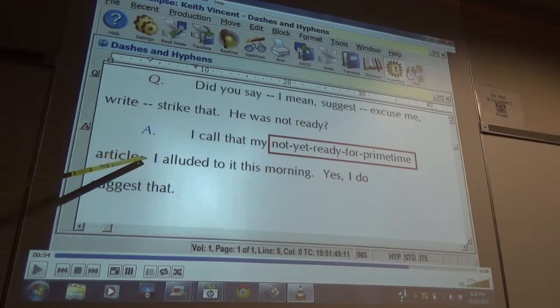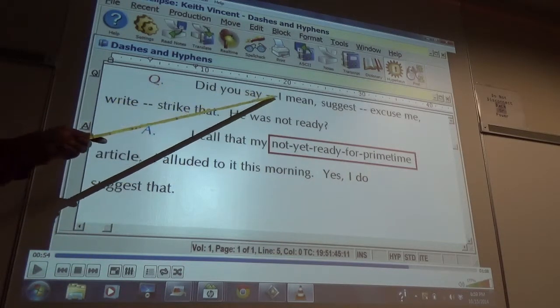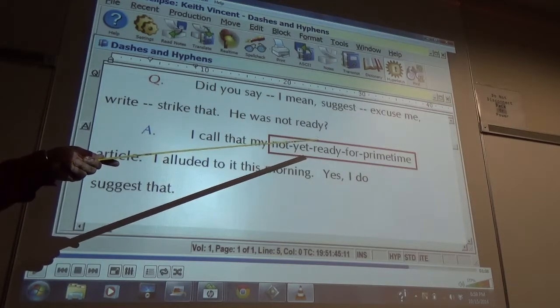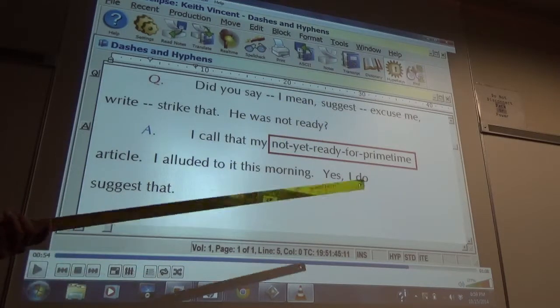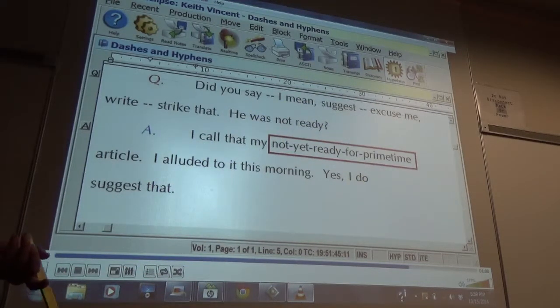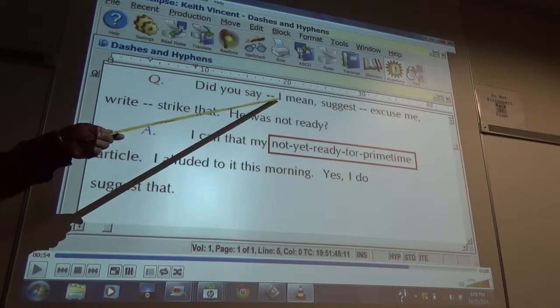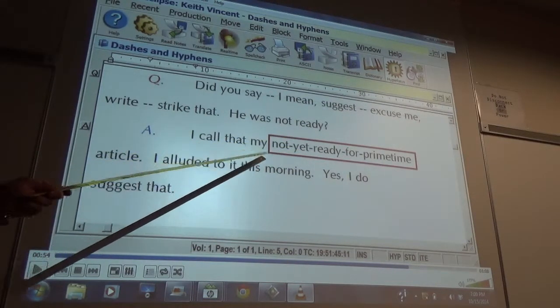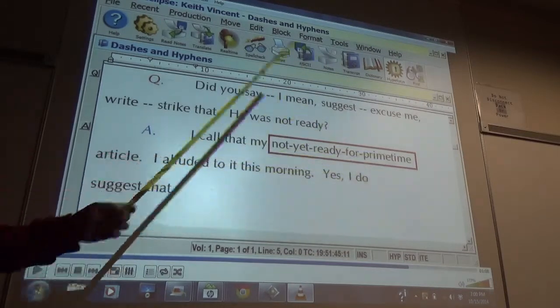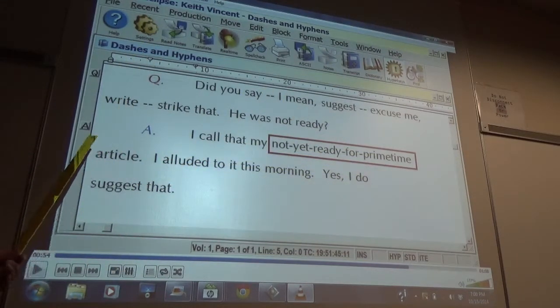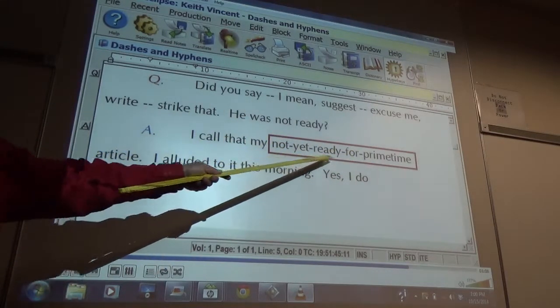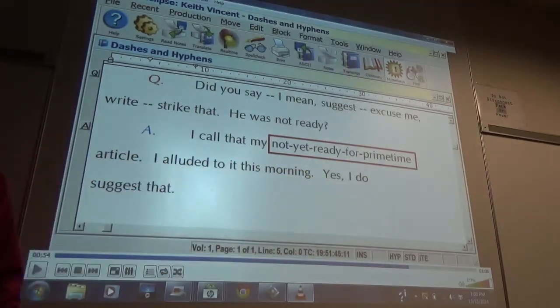But you have to do the shift because you're going to use the dashes more than you're going to use the hyphen. Okay? So the one that you use the most is the one that's easiest to get to. The other one is going to be the shift. So if you want to put the hyphen in, say, not yet ready for prime time article, it all is describing the article. So it needs to be hyphenated. And that's how you do it.